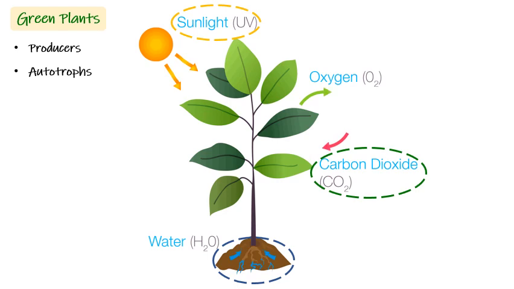Should I repeat? Did you get the idea? Green plants are producers. Why do we call them producers? Great, because they produce their food. They make their food. What do they use to make their food? Sunlight, carbon dioxide, and water. Excellent.